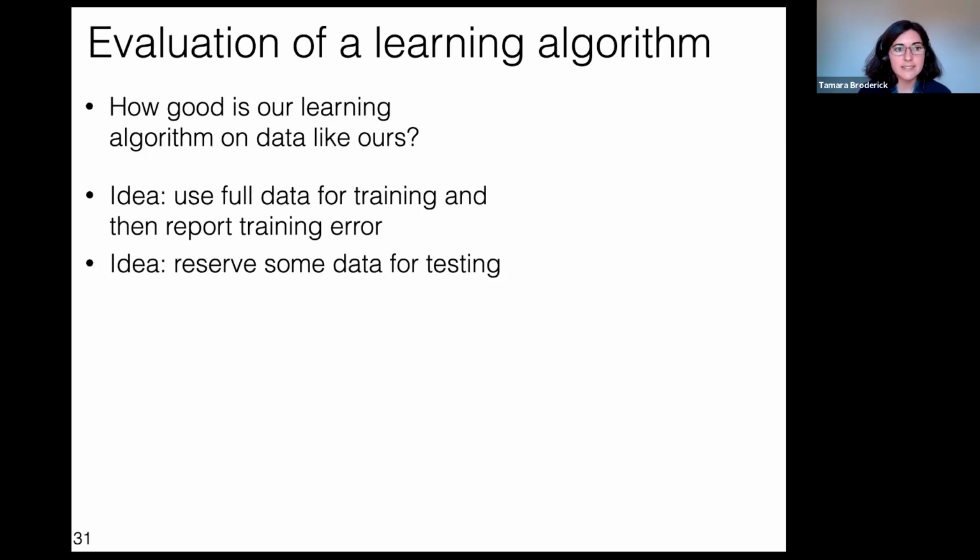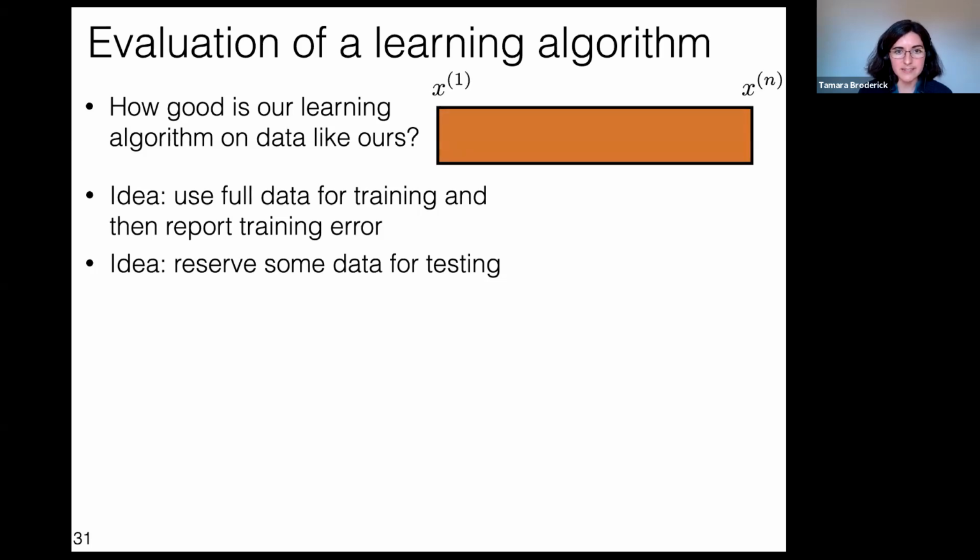Okay, so one idea is to reserve some data for testing. Just as a little bit of a cartoon, let's imagine that this bar represents all of our data from the first to the nth data point. Maybe we could use 75% of it for training and 25% of it for testing. Or maybe we could use 50% of it for training and 50% of it for testing.